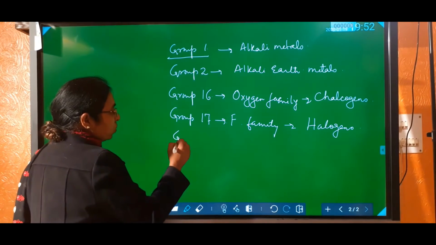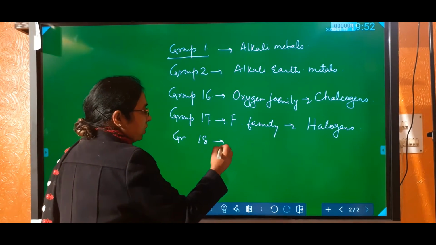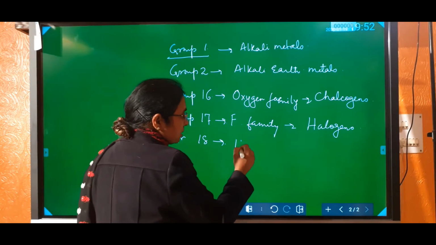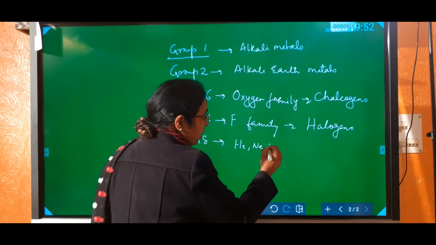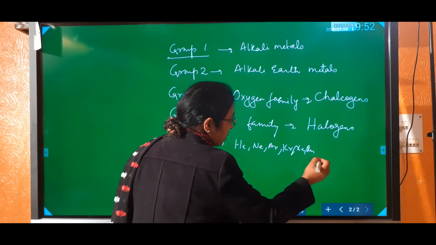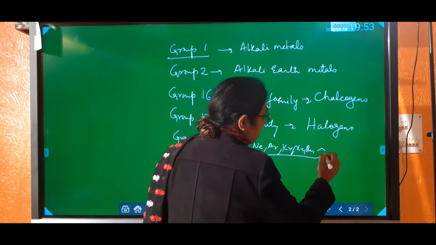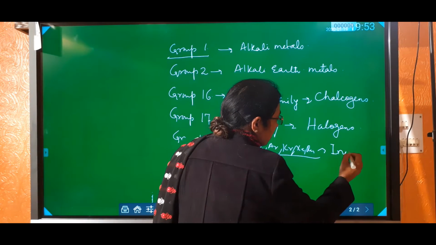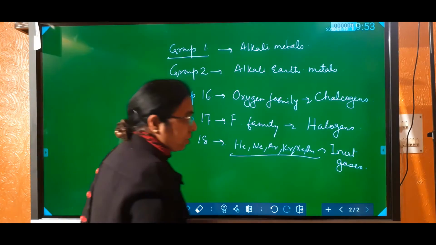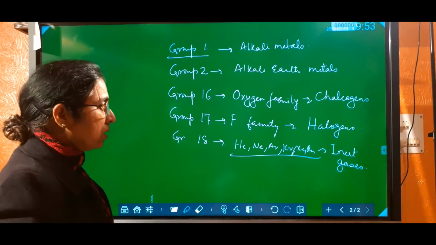Then group 18, this is all the inert gases. That is helium, neon, argon, krypton, xenon and radon. These are known as the inert gases.